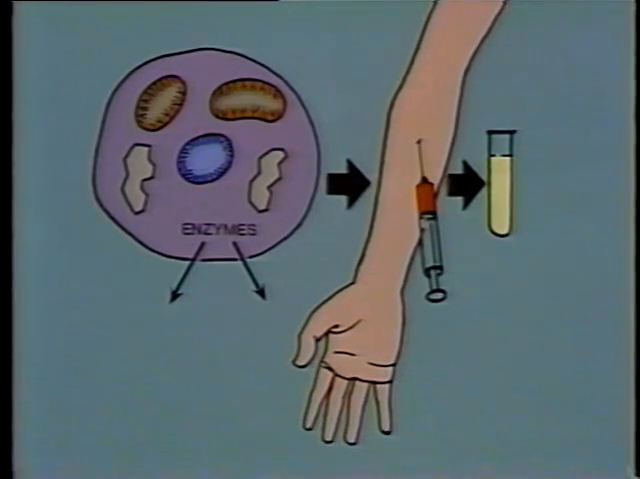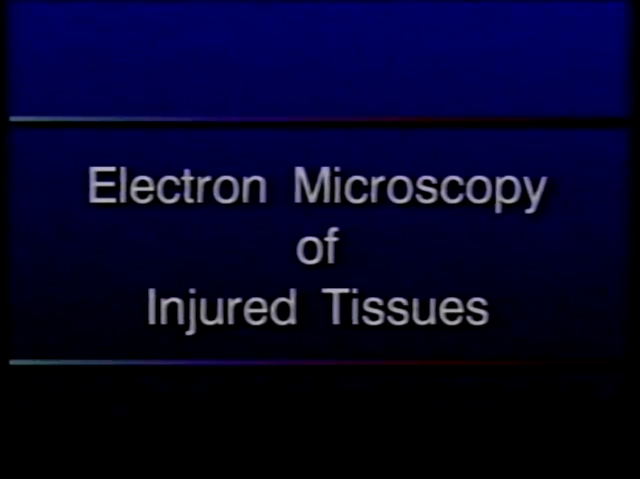The efflux of enzymes into the interstitial fluid can be of clinical significance, since detection of elevated levels of certain enzymes in the serum may reflect cell injury. To illustrate the use of electron microscopy in the detection of cell injury, some electron micrographs will now be examined.